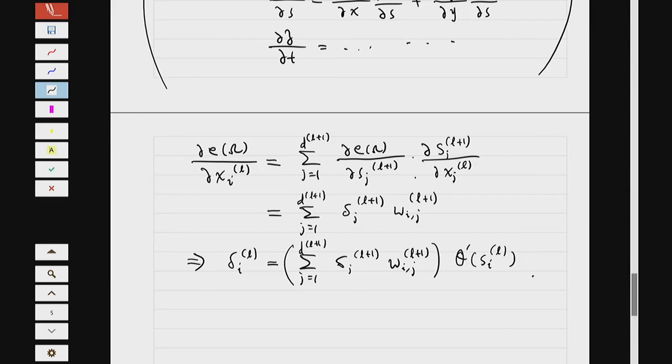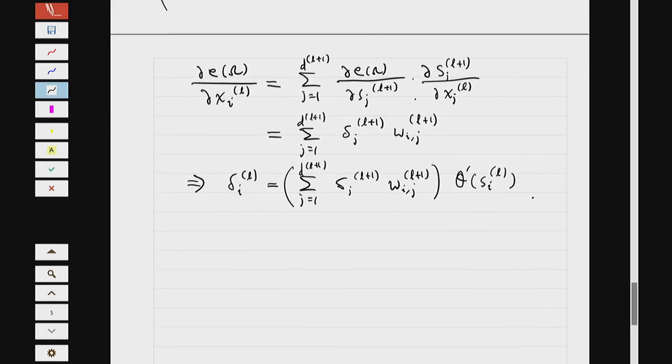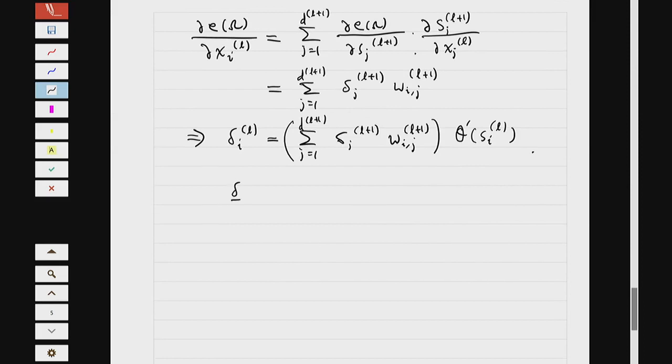Now we are pretty much done, right? We figured out how to use the delta, the input sensitivity in the L plus 1 layer, to calculate the input sensitivity at the Lth layer. What remains to be done is just to make this look nicer by putting things into matrices and vectors so that we have a clean form to look at. That's all. So again, we define these things. I think we already wrote this once, but anyway, let me write it out just for cleanliness.